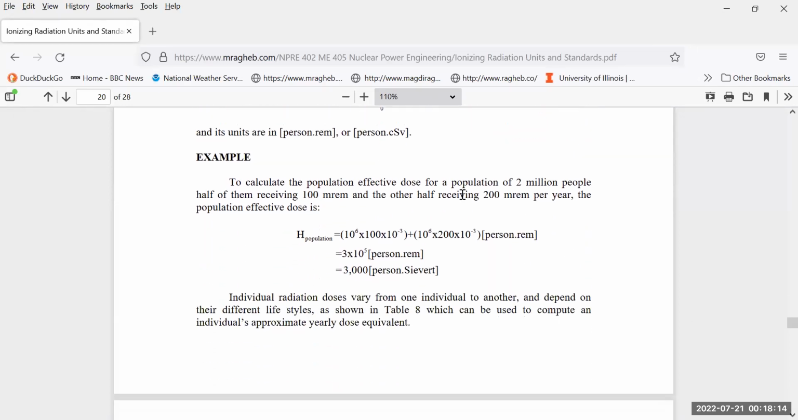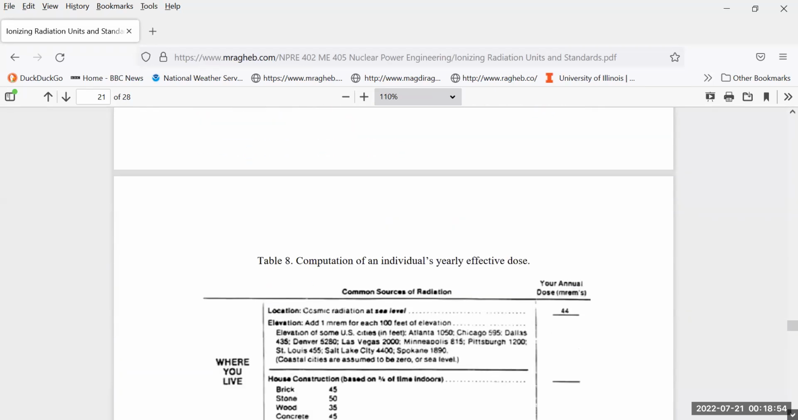If you have a population of 2 million people, half of them receiving 100 millirem and the other half receiving 200 millirem, you can calculate an average radiation dose of the 2 million people, the 1 million receiving the 100 millirem, 100 times 10 to the minus 3, plus the other group, which is receiving 200 millirem. So you find that on average, the whole population is receiving 3,000 person sievert of population dose in general.